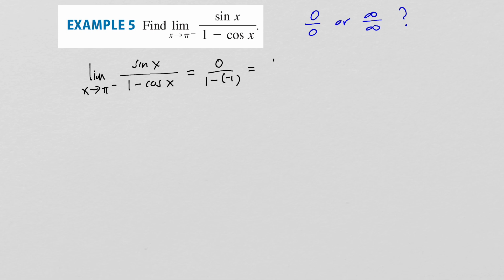And so this is equal to 0 divided by 2, which is 0. L'Hopital's rule is not necessary in this problem, nor would it be correct if you used it. So make sure you have one of these indeterminates before you simply apply L'Hopital's rule.